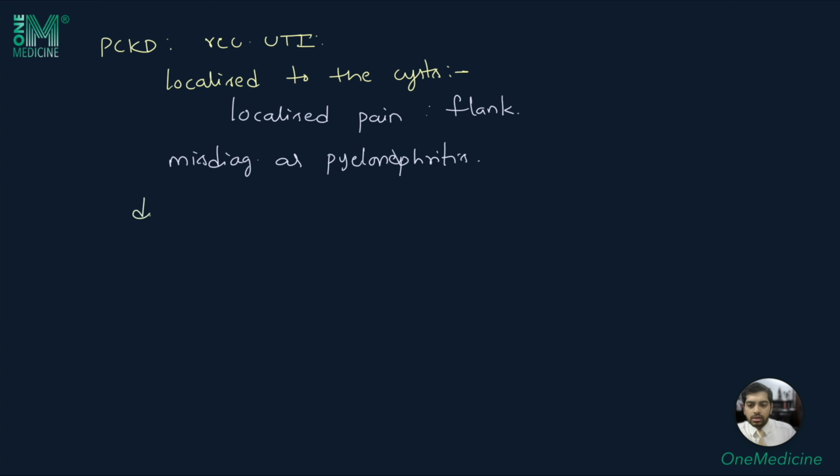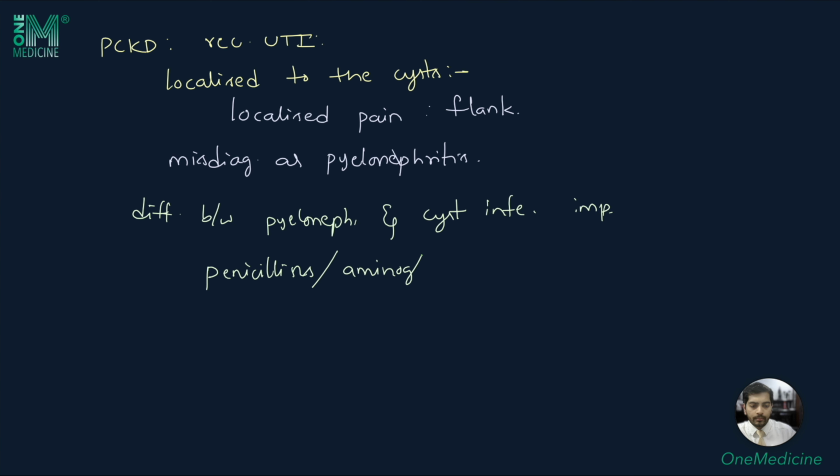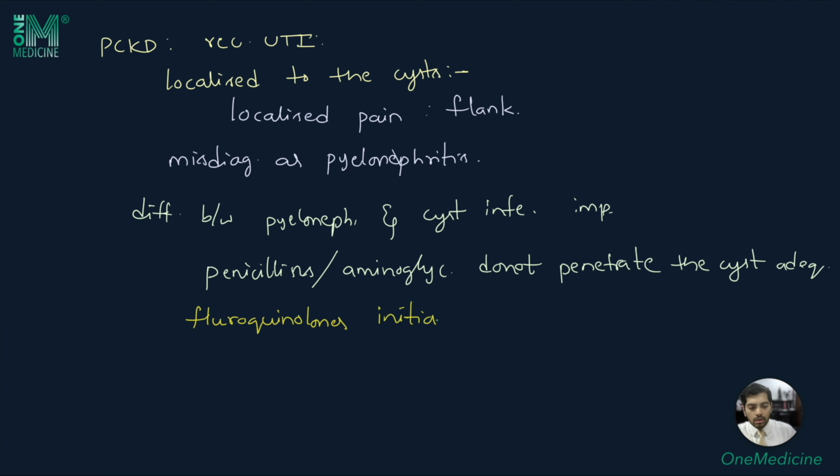The differentiation between pyelonephritis and cyst infections is important because the common antibiotics such as penicillins or aminoglycosides do not penetrate the cyst adequately, and hence these patients must be treated with fluoroquinolones initially, and it should be directed by cultures.